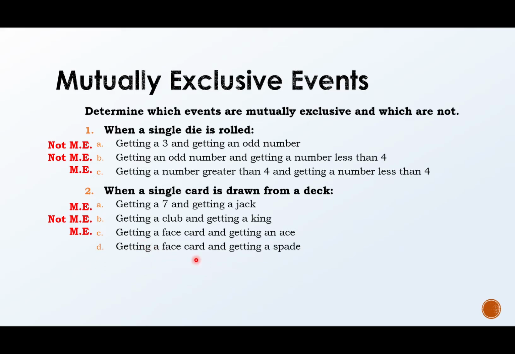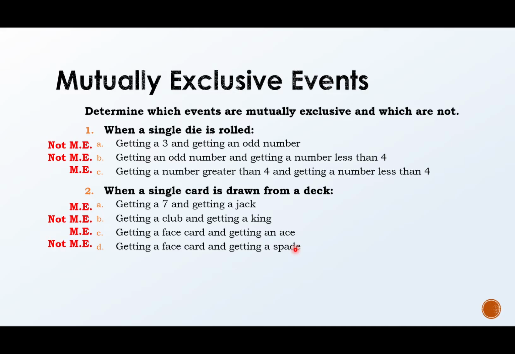How about getting a face card and getting a spade? The face cards, you already know what the elements are. Getting a spade, how many cards do you have? There must be 13. Now, what is common between these cards and these cards? Take note, you have face cards here that are spades, right? The Jack, Queen, and King of spades. And the three cards are also here in getting a spade, right? So we have three elements in the intersection.